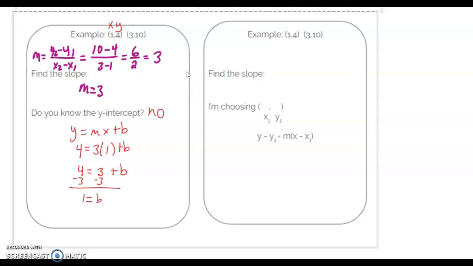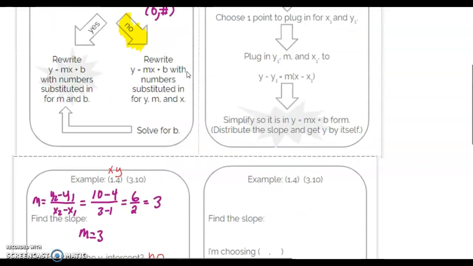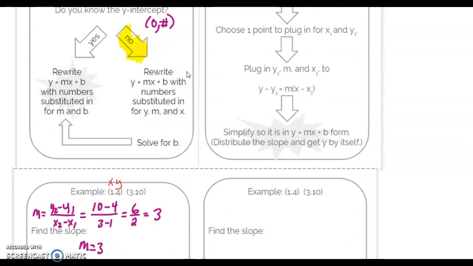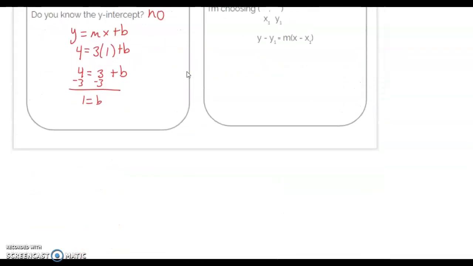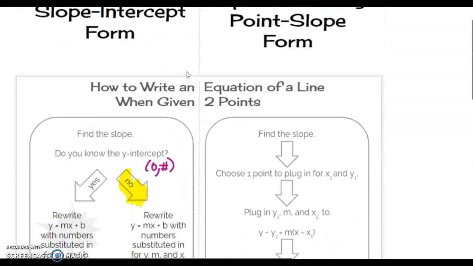So that's the y-intercept. Now, if you look back up at the top, it says, once you know b, this arrow right here is like, hey, rewrite y equals mx plus b with numbers in for m and b. So m is your slope, that was 3, and b is 1, and so your answer is y equals 3x plus 1. Okay, let's look at the other way right here.